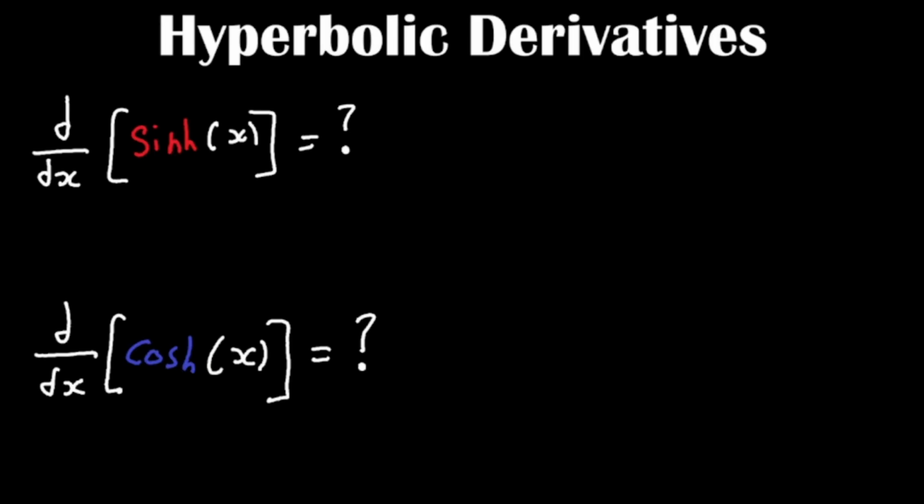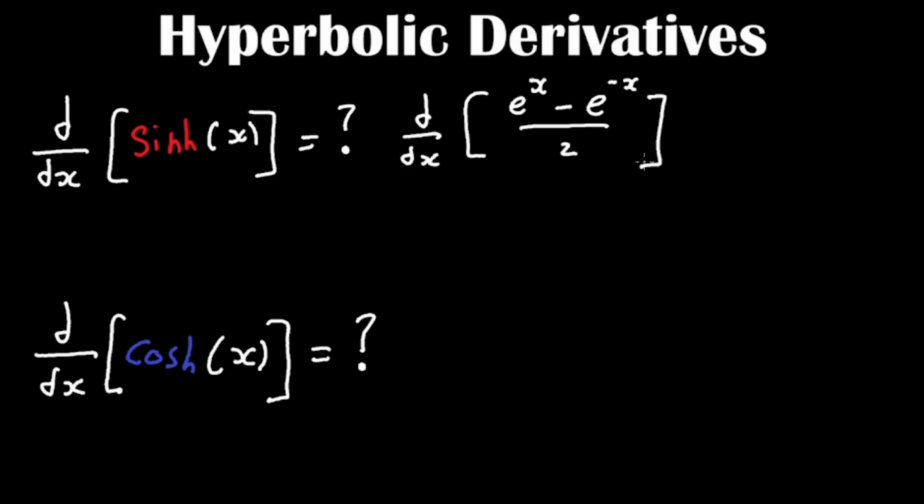Alright, so for sinh and cosh, I'm going to actually use the definitions of those functions to find the derivatives. And then for all the other ones, I'll just show them. So the derivative of sinh, we know that sinh is e to the x minus e to the negative x over 2. And this is actually a derivative we're able to find.